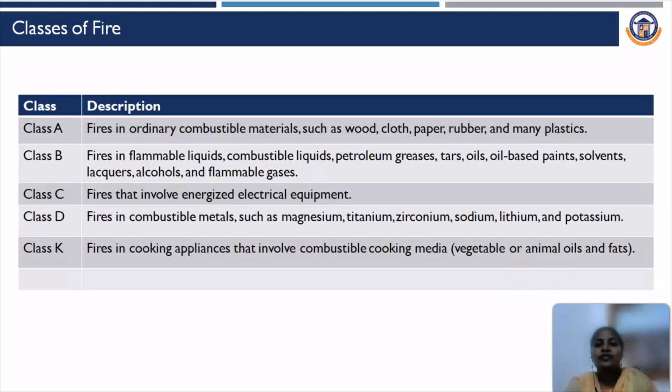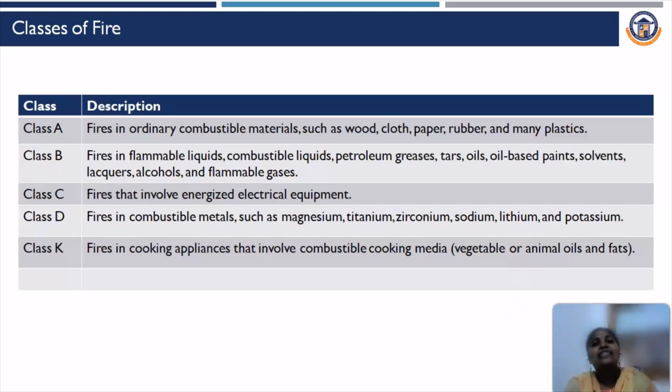Class B fire focuses on flammable liquids and flammable gases. Flammable liquids are petroleum, oil, kerosene, high-speed diesel, solvents, paints, etc. Whereas for flammable gases, you can refer to propane and butane. Class C fire is mainly electrical fires. These fires involve energized electrical equipment or fire in electrical components. Class D fire is often referred to as metallic fire, where fires occur in combustible metals such as magnesium, titanium, zirconium, sodium, lithium, potassium and aluminum as well.